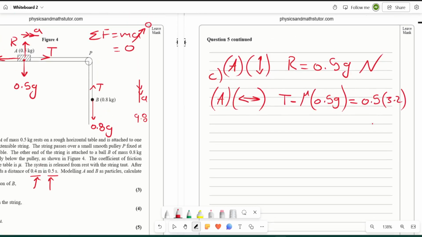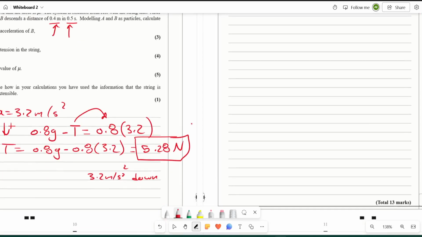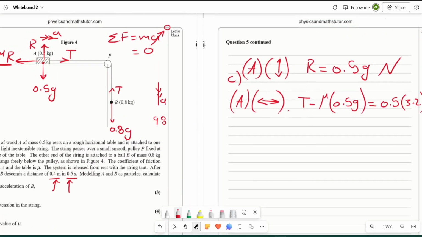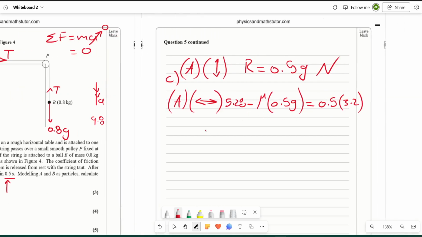3.2. Now, over here, I got the tension from the last side, which is 5.28. So I can just remove tension and put 5.28. And now I can solve for my mu. So I'm going to move this to this side, move this to that side. So it's 5.28. When I move something to the other side, it changes its sign. This becomes minus 0.5 times 3.2 equals positive mu times 0.5 g.